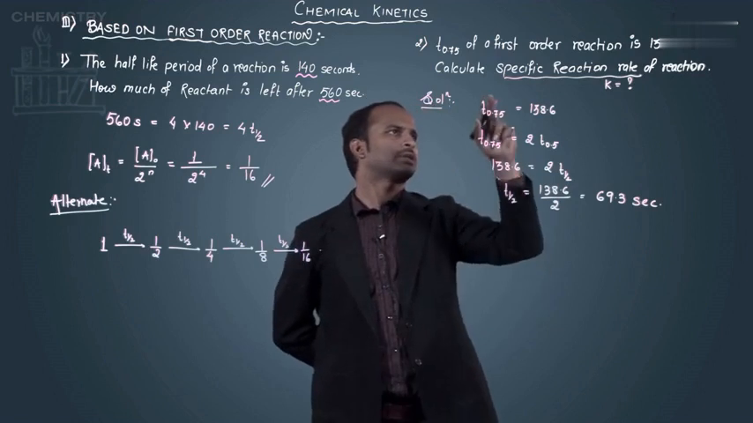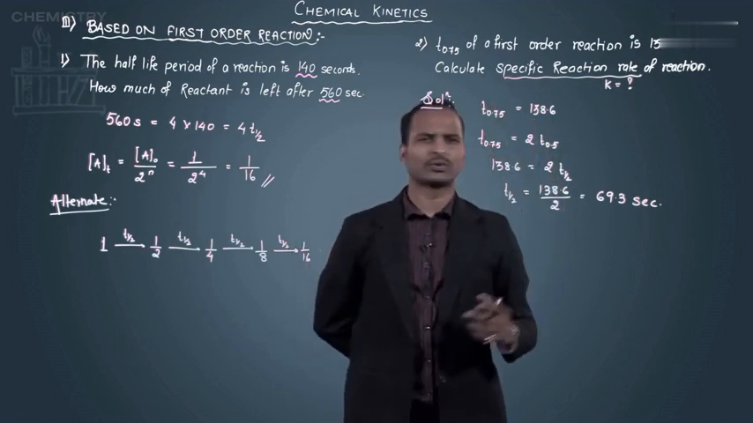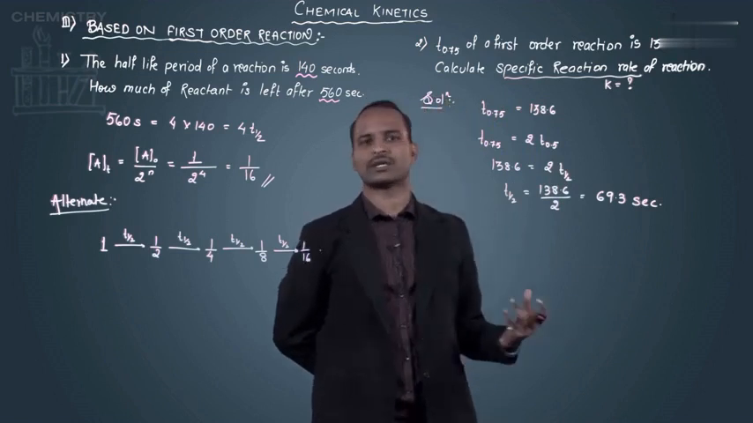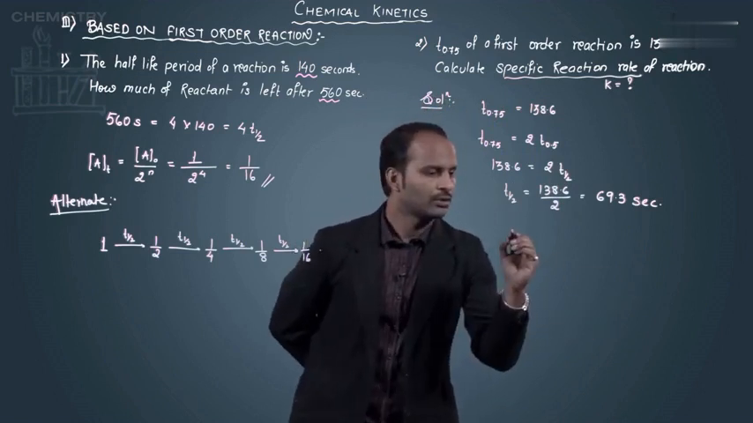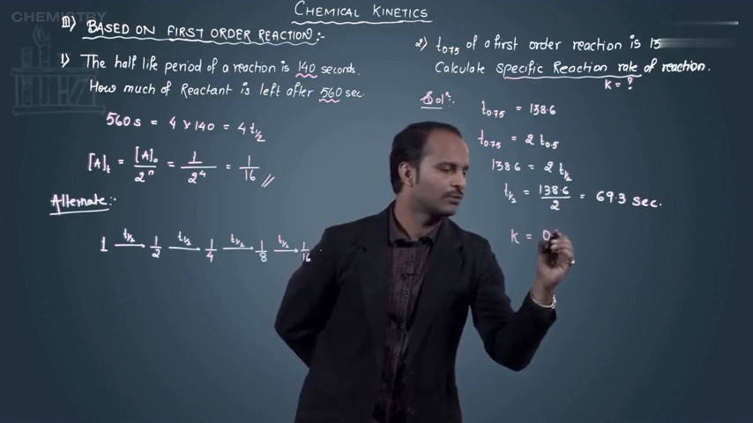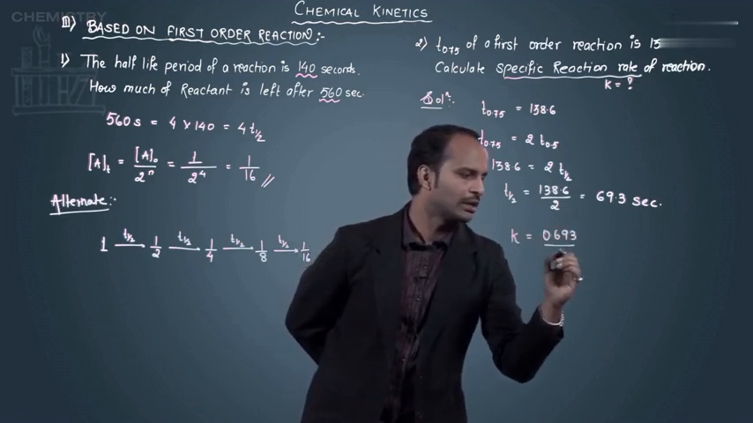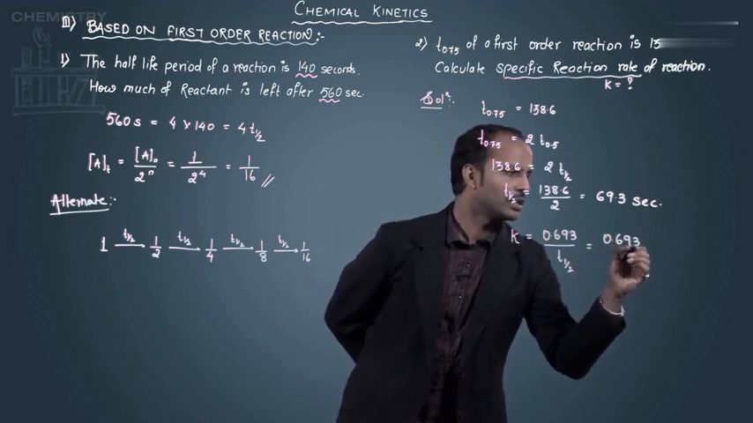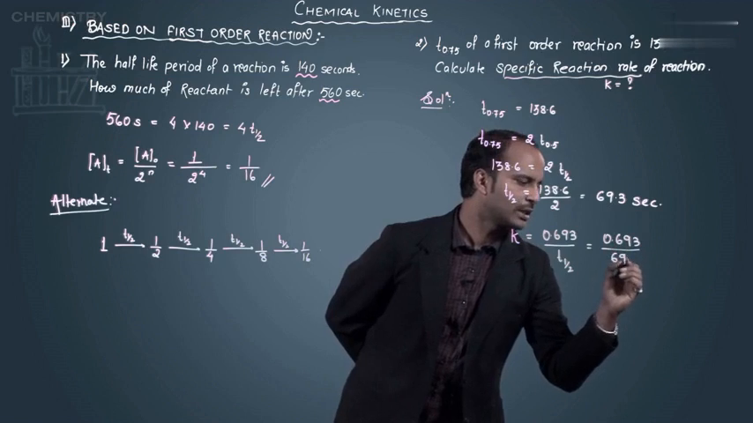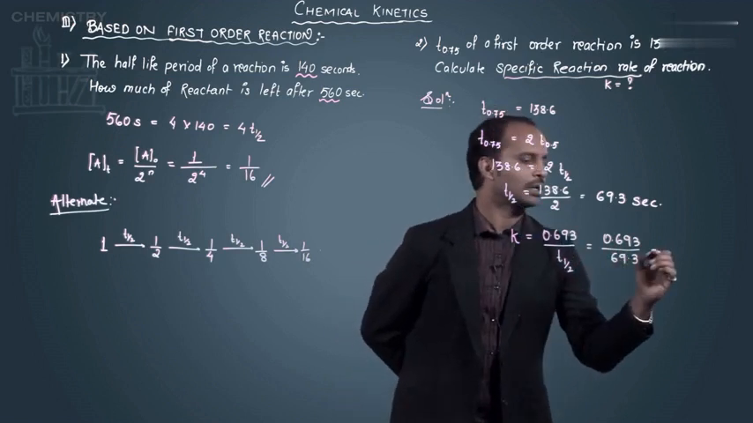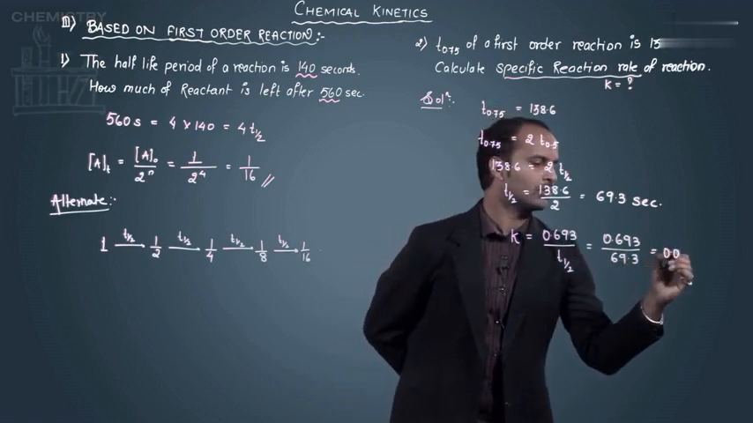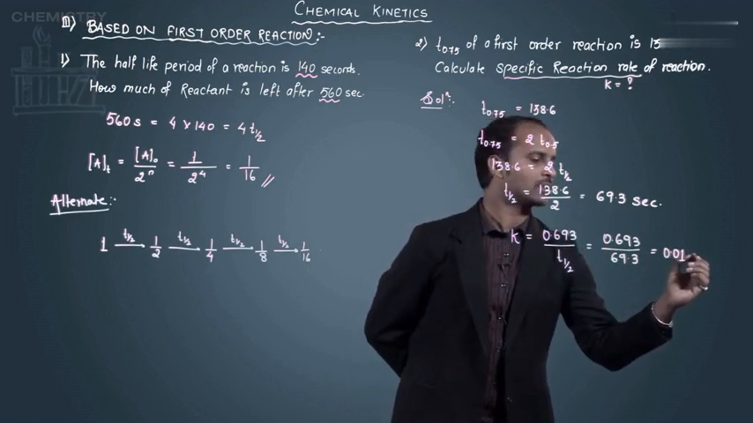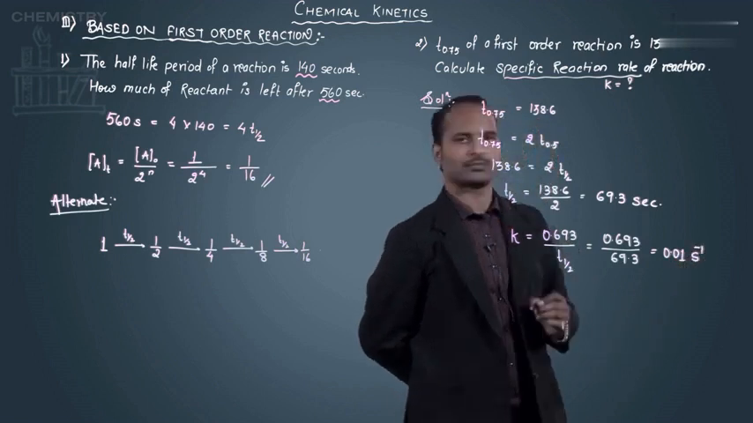After that I have to calculate the specific reaction rate. If you know t half, then I can calculate the specific reaction rate, that is, the rate constant also. So the rate constant K is equal to, we have the formula, 0.693 upon t half. So it is equal to 0.693 upon 69.3, that is equal to 0.01. For a first order reaction, it is going to be per time, that is per second. So this is the answer.